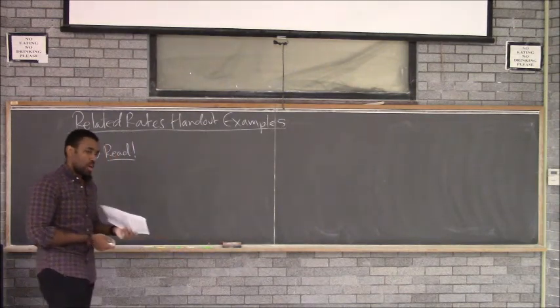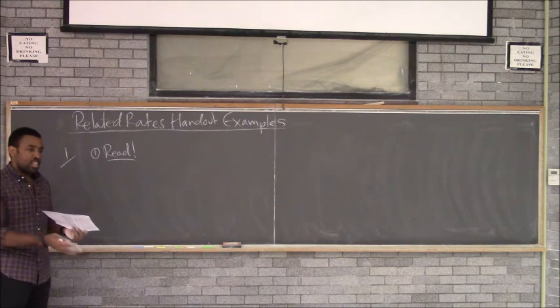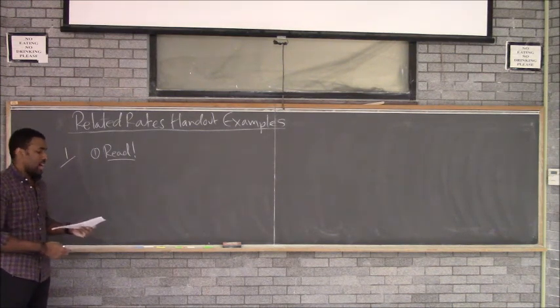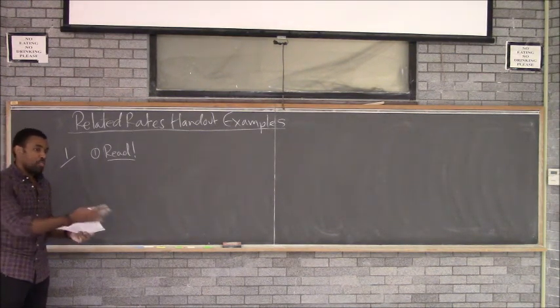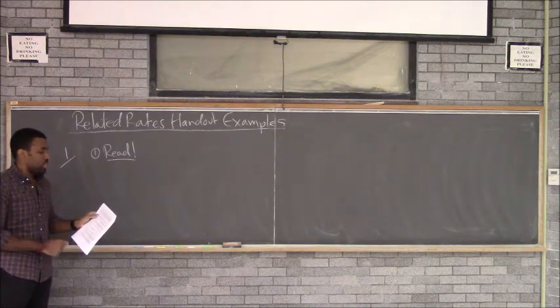Here we were described a situation. Okay, there's a cylinder. Here's what's happening to the radius and the height. Here's how fast they're moving. How fast is the volume moving? That is a typical related rates problem.